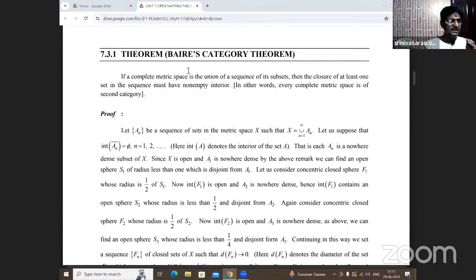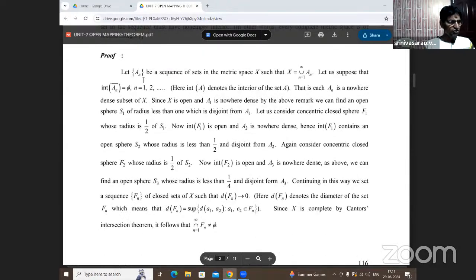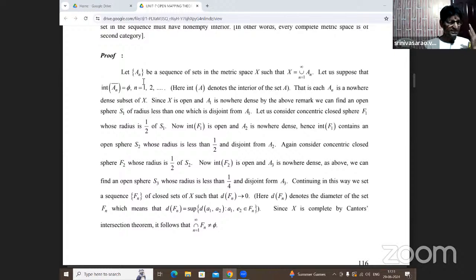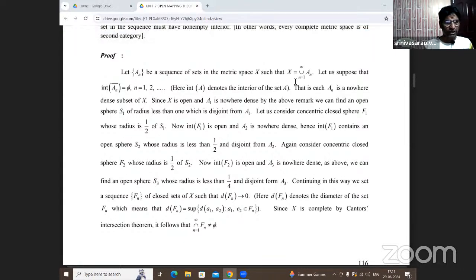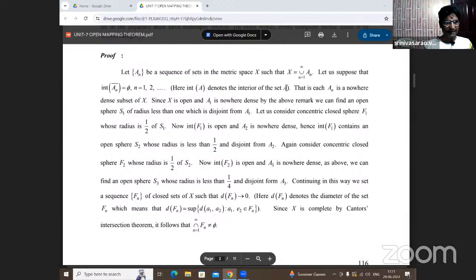So that is the simple statement. Now, according to that, once again I will explain the proof of the Baire category theorem. First of all, you have to take a sequence A_n, whose countable union is, say, capital X.